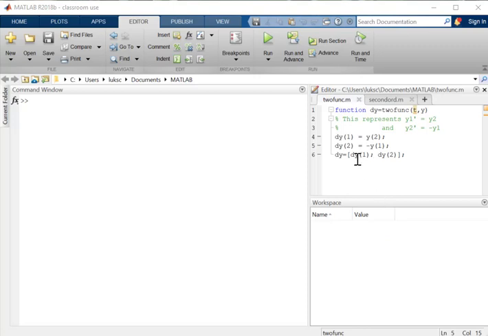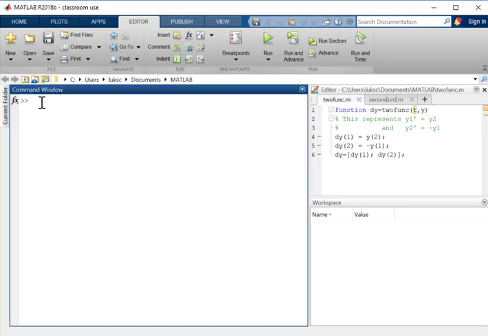So first, I've set up this little system of equations here where y prime equals x or y2 and x prime equals negative y. And I set it up as an m function because frankly that's going to be your easiest way when you have anything other than a very simple first order differential equation. So I created my script over here. I've saved it as tofunc, and I now want to try to solve this.